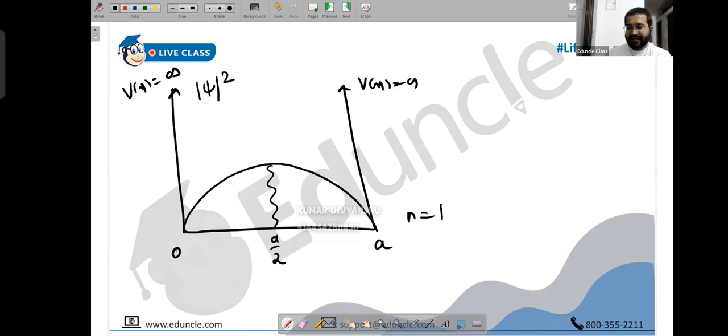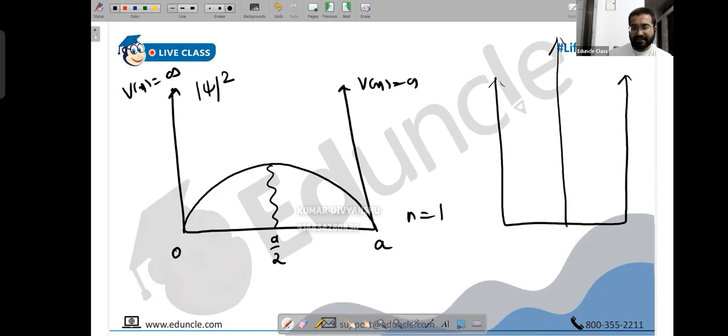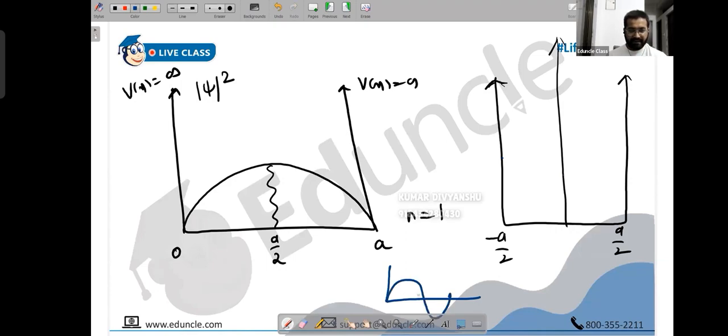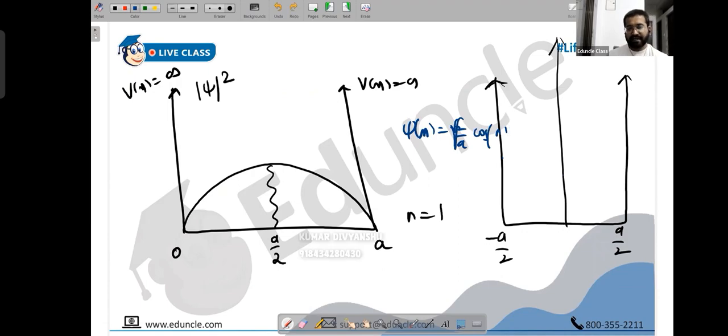Just thinking, suppose I had given you a symmetric potential, from minus a by 2 to a by 2, and asked the same question. First of all, it's cos. The wave function would be root of 2 by a cos(n pi x by a), and we have cos(pi x by a). So what happens at the boundary conditions? At minus a by 2 it becomes 0, so cos 0 becomes 1, the first maximum. A by 2 also becomes maximum. It would be like this, rather. It does not even become maximum.